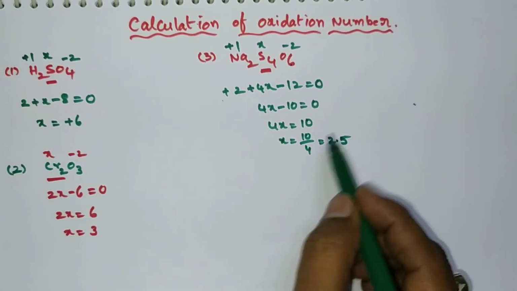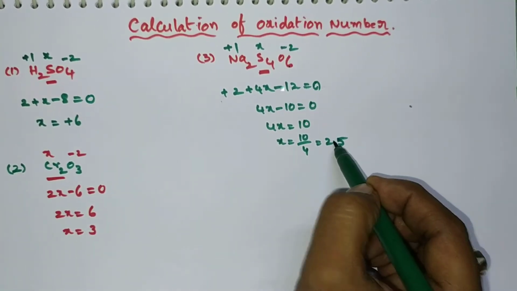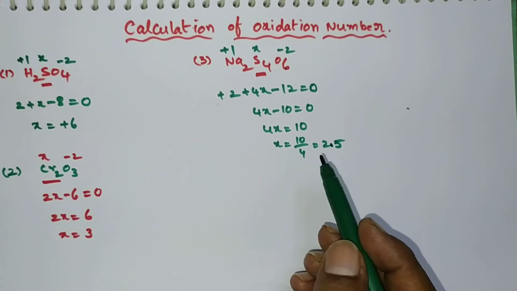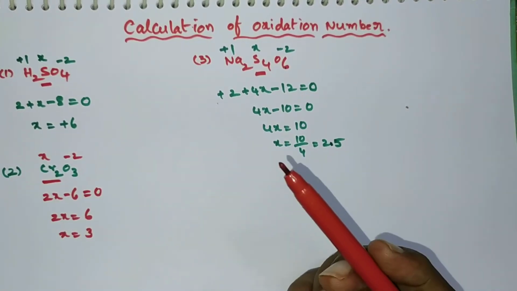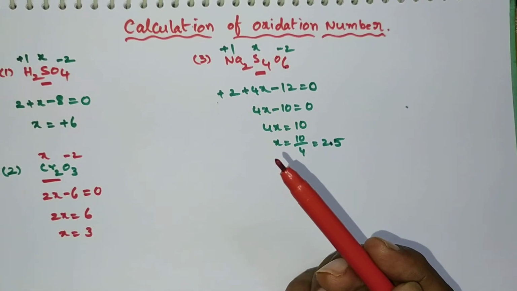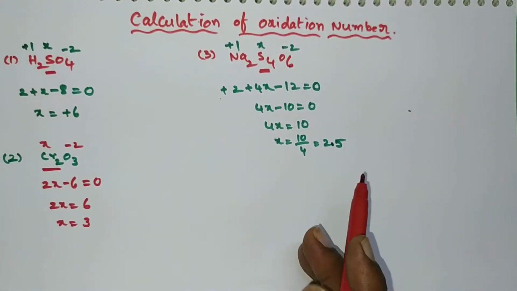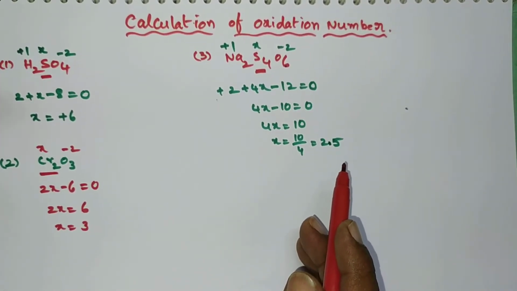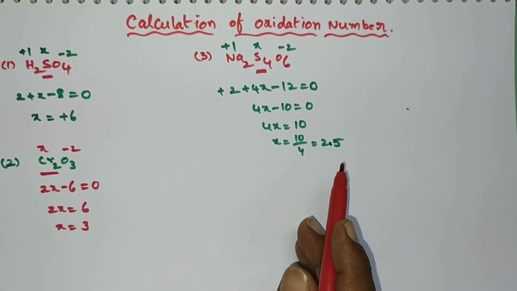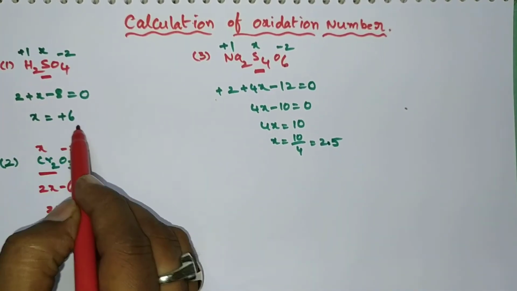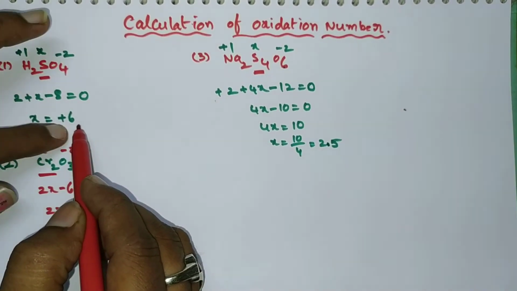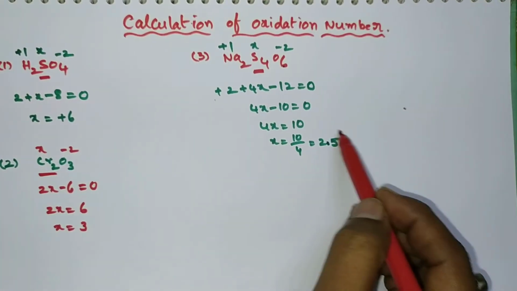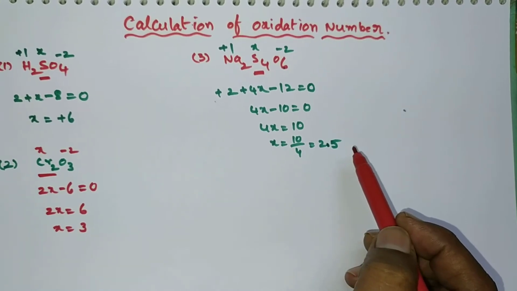Here we got 2.5, which is a fraction. So we got a fractional oxidation state. Does an element possess a fractional oxidation state? No, because oxidation state means that by losing or gaining electrons, elements possess oxidation state. If an element loses electrons, it becomes a positive oxidation state. If an element gains electrons, it becomes a negative oxidation state. So +6 means sulfur loses 6 electrons, +3 means it loses 3 electrons. Here sulfur exhibits 2.5 oxidation state, which would mean it loses 2.5 electrons.